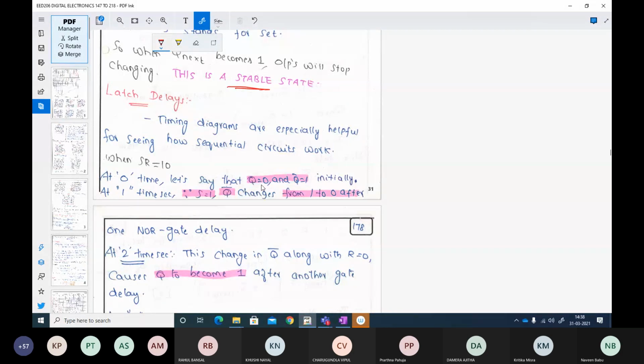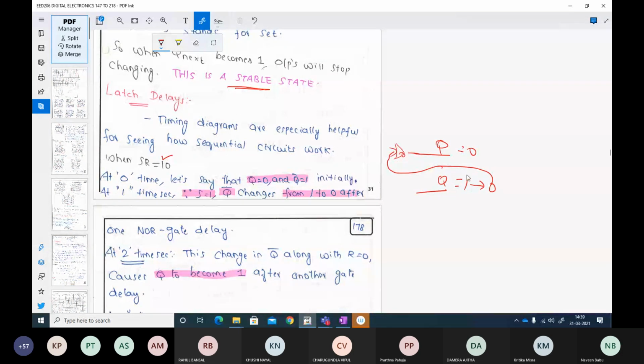Why Q is 0 and Q bar is 1? Just to start with, right? So your output will be, if Q is 0, then obviously your Q bar will be equal to 1 only, right? So this is the initial state. At time t equal to 1 second, you are giving a set input of 1. When your set input is 1, what will happen? This Q bar will change to 0 and this particular 0 will be fed back to your NOR gate here.